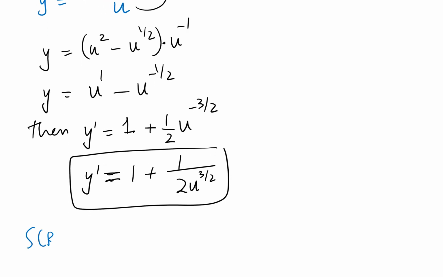Next example, S of r equals 4 pi r squared. Find the derivative for this.